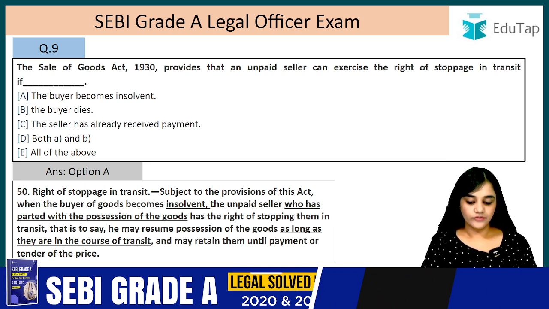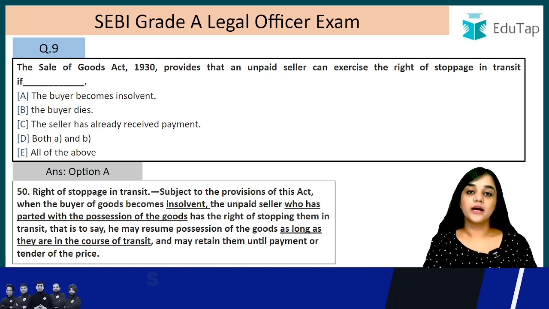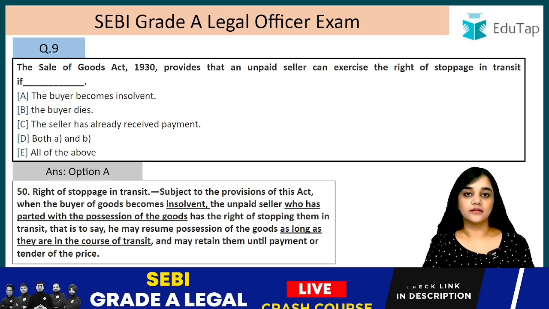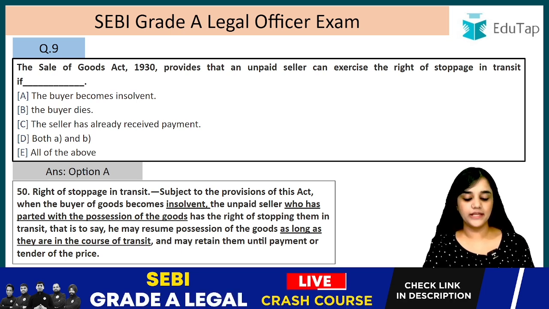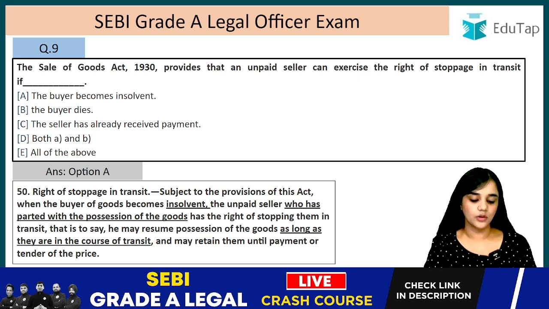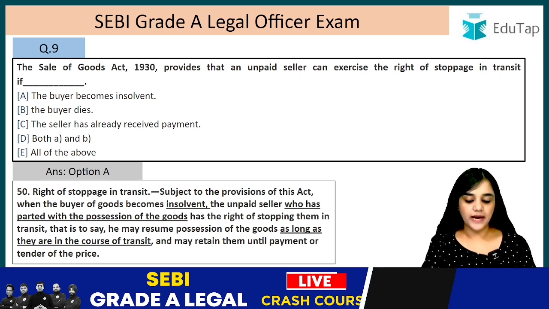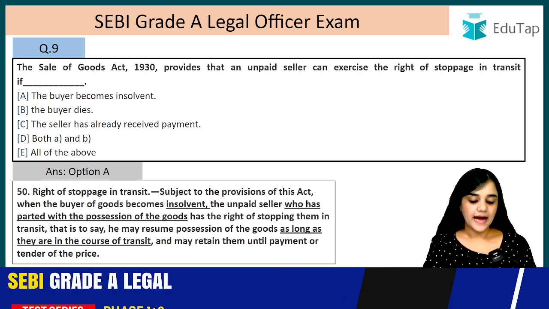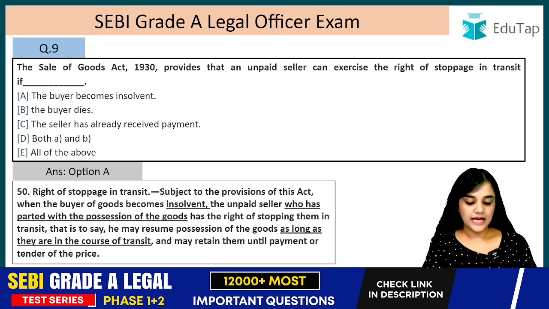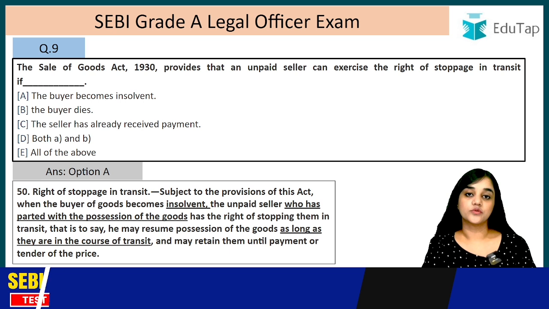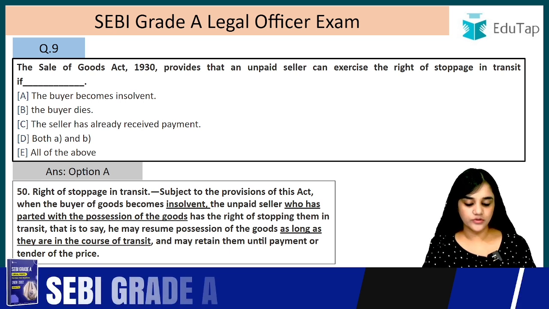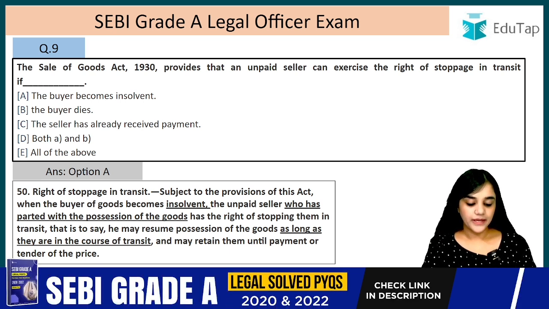Subject to the provisions of this act, when the buyer of the goods becomes insolvent, the unpaid seller who has parted with the possession of the goods has the right of stopping them in transit. That is to say, he may resume the possession of the goods as long as they are in the course of transit, and may retain them until the payment or tender of the price. So this section 50 right is only and only applicable when the buyer becomes insolvent.